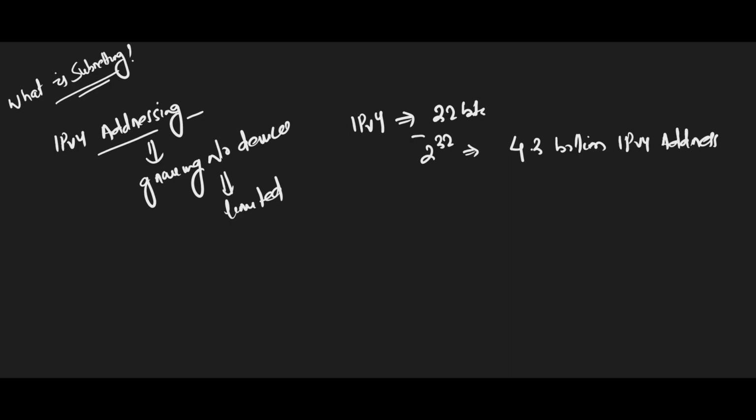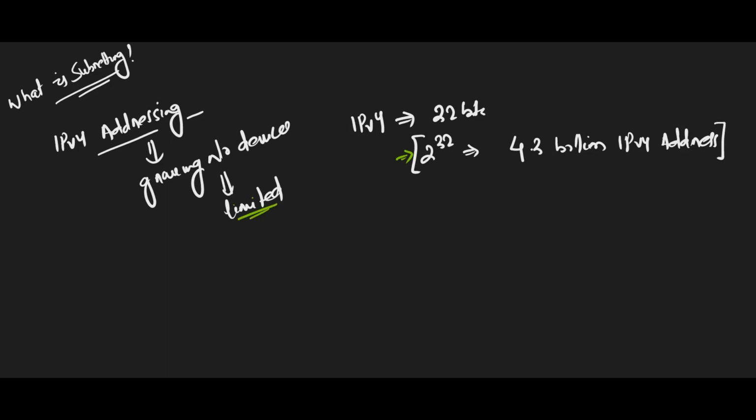What is subnetting? When we talk about IPv4 addressing, with the growing number of devices, it is getting limited. As we know, IPv4 is 32 bits, and 2 to the power of 32 gives us 4.3 billion IPv4 addresses. So only 4.3 billion IP addresses exist, and in that case we have a very limited scope.